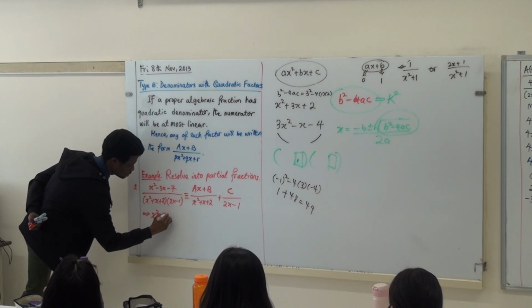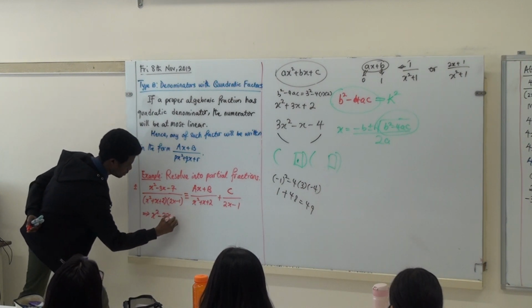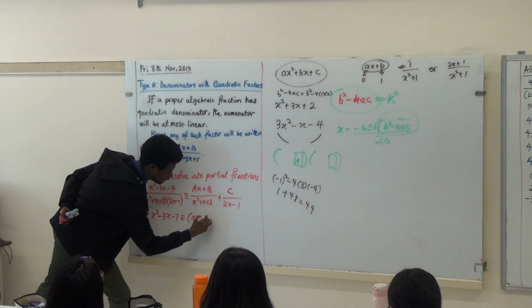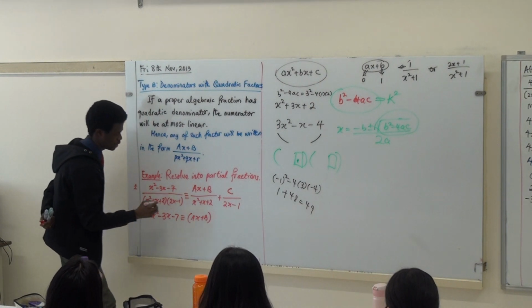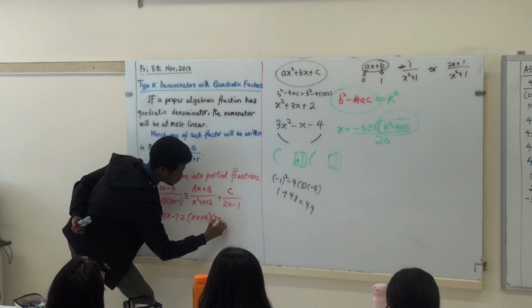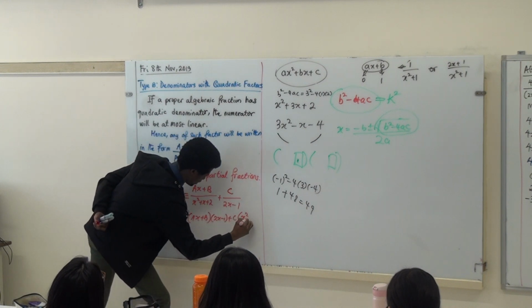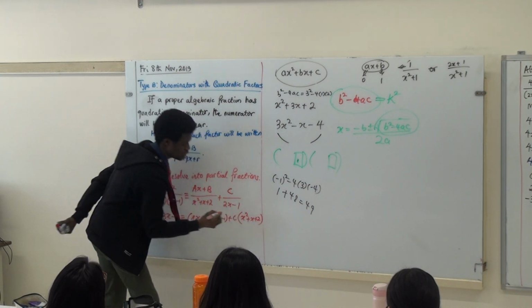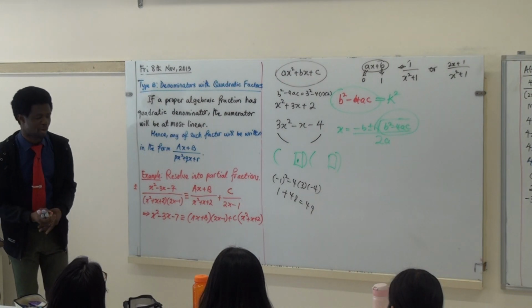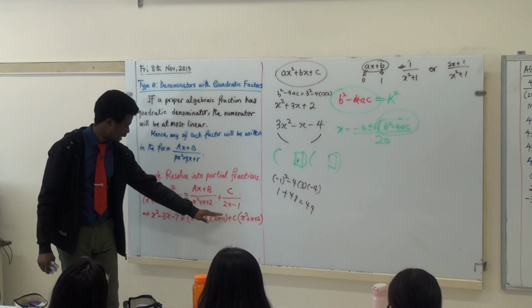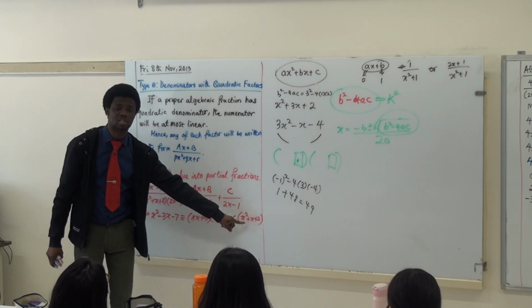X squared minus 3x minus 7 will be, now this is a binomial, so it should be in the bracket, correct? Yes. Multiply by what? 2x minus 1. Then c will be multiplied by x squared. So, if you use the cover-up method, you substitute what here? 1 over 2. Good. And that eliminates a and b for you to get your c.